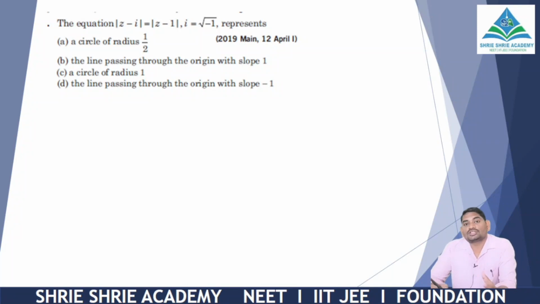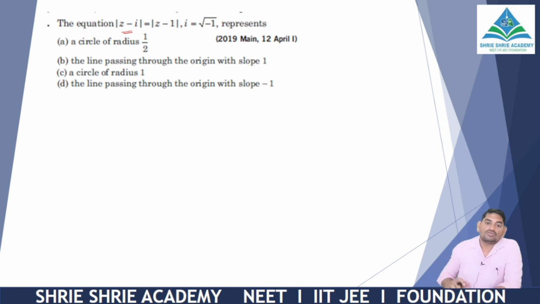Students, now we will discuss some JEE previous year questions from the topic conjugate of a complex number and modulus and argument of a complex number. So let us start with the first question. The equation |z − i| = |z − 1|, where i = √−1, represents dash.